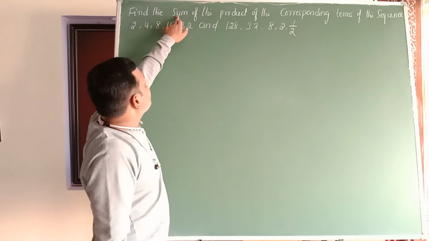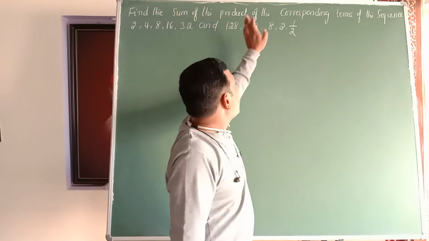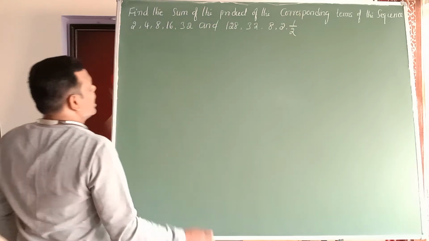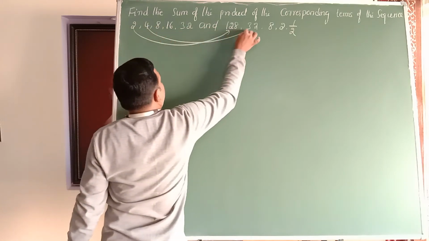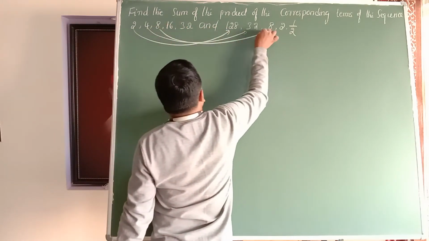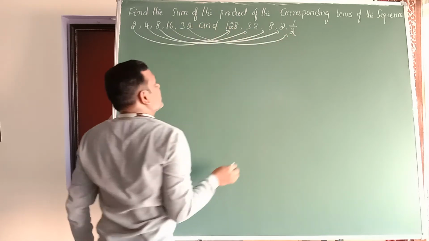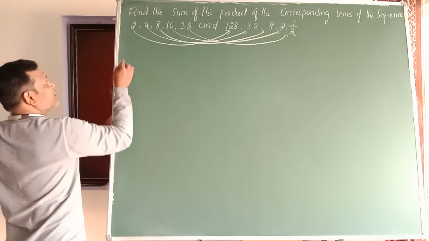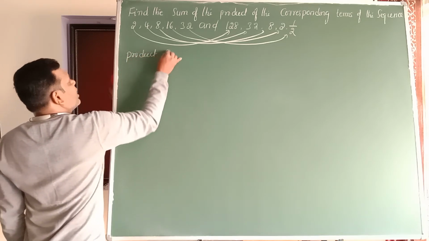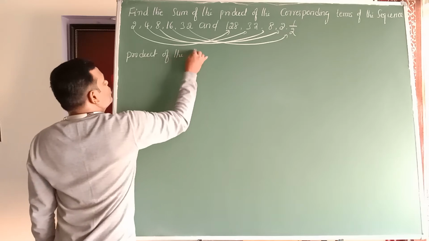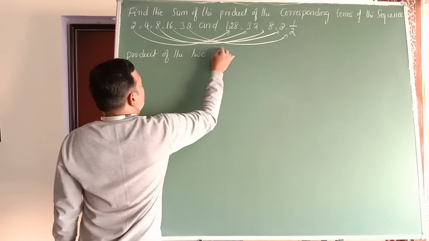Here what are they asking? Sum. Sum of what? Sum of the product of the corresponding terms. I mean, 2 corresponds to this, 4 to this, 8 to this, 16 to this, and 32 to this. Just multiply. I can write the product of the two sequences. Two sequences means two geometric progressions.